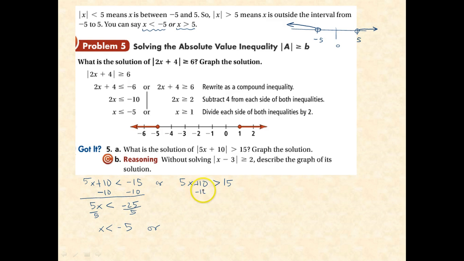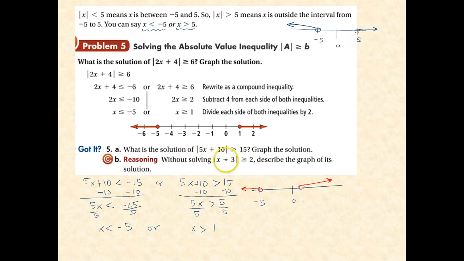Or subtract 10 from both sides of this one. We get 5x is greater than 5. Divide by 5, and x is greater than 1. That's crazy. It's the same answers as we had up here. That's a trip. So the graph of that would just be this, but with empty circles, because it's not greater than or equal to. 0, 1, negative 5, open circle greater than 1, open circle less than negative 5.